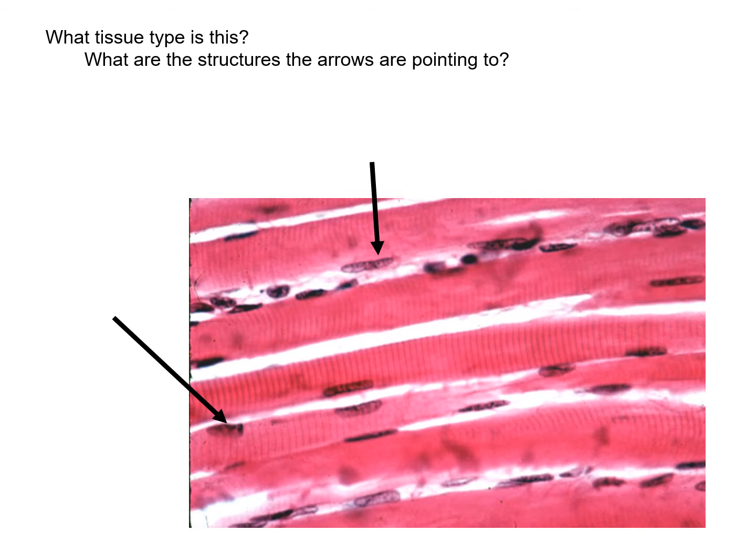Cardiac muscle? Skeletal. Well, it's just asking you what tissue type it is. So it's muscle. Oh, muscle. Mm-hmm. Specifically, it is skeletal muscle. What is the arrow pointing to? Those are the nuclei. They are nuclei.